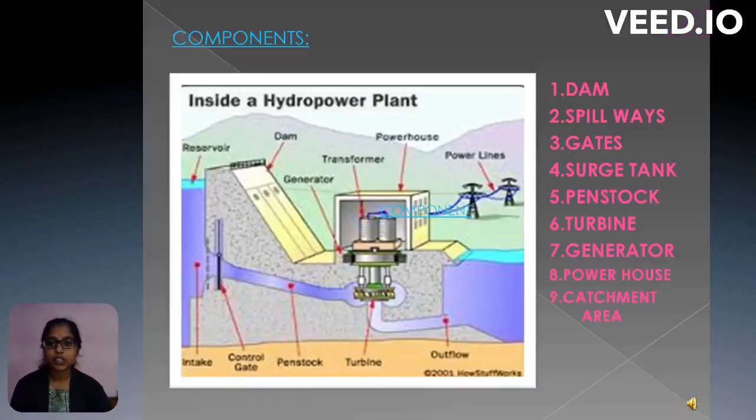Let us see the components of hydroelectric power plants. There are mainly 8 or 9 components: the dam, spillways, gates, surge tank, penstock, turbine, generator, powerhouse, and catchment area.